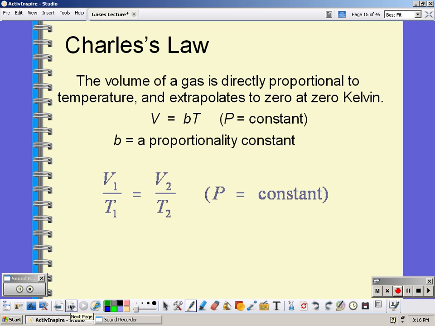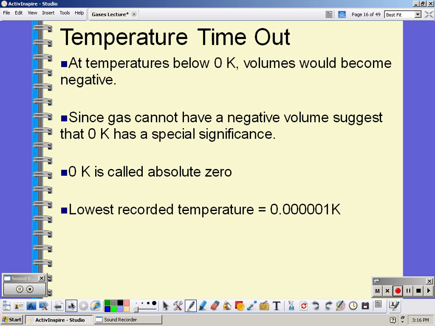So again, make sure that you know Charles's law is volume and temperature, and that they are directly related to each other. So just want to take a time out again. Remember, at temperatures below 0 Kelvin, volumes would become negative. So 0 Kelvin is absolute zero. The lowest recorded temperature right now is 0.000001 Kelvin. So we're getting closer to absolute zero, but we've never reached it.